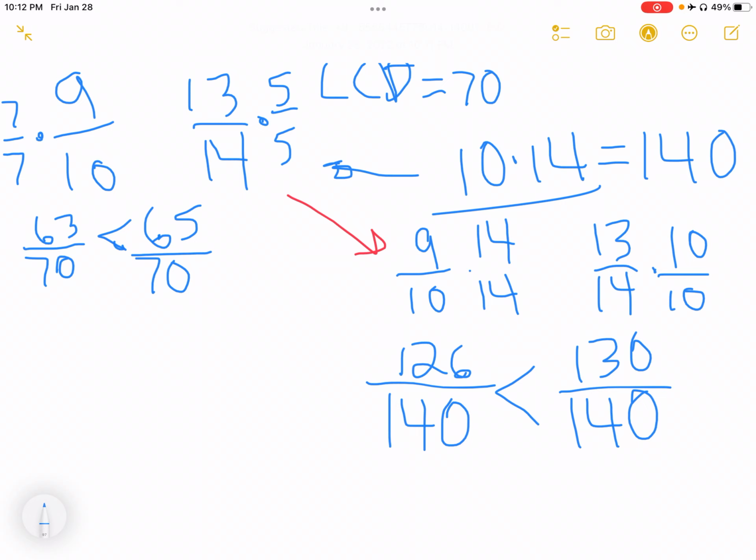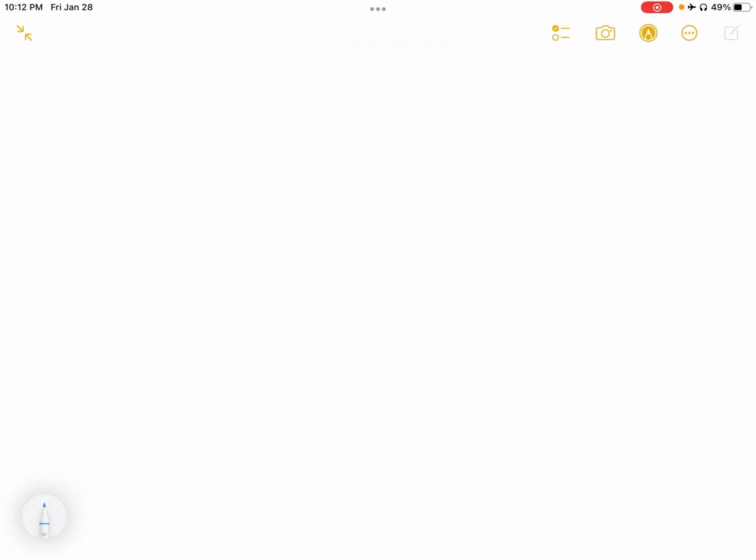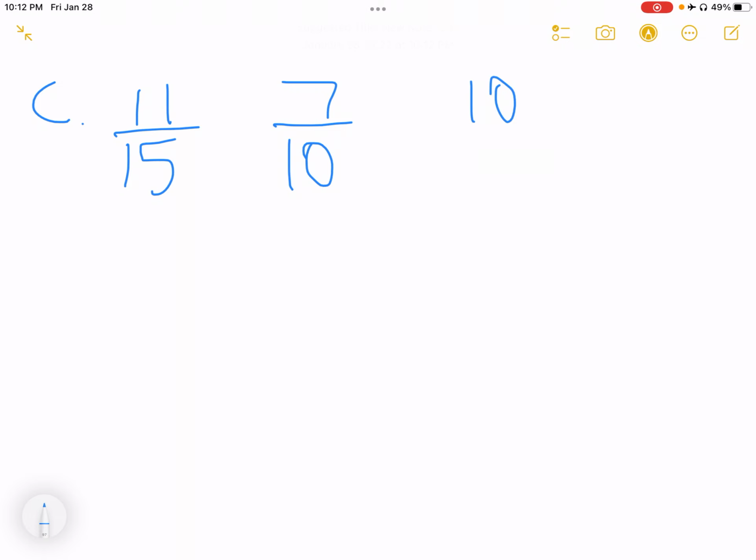And then let's look at one more real quick. This one is probably the easiest one to see right away with the least common denominators. So we have 11 over 15 and 7 over 10. So if you think about this, 10 doesn't go into 15, right? So you can write all these multiples out if you want to, 10, 20, 30, right? We did this before, and then for 15 you can do the same thing. Okay, so we found 30, right?